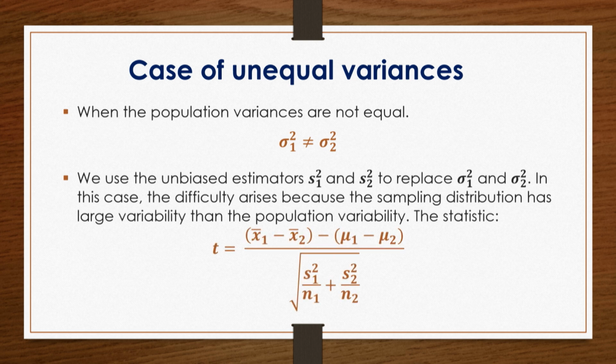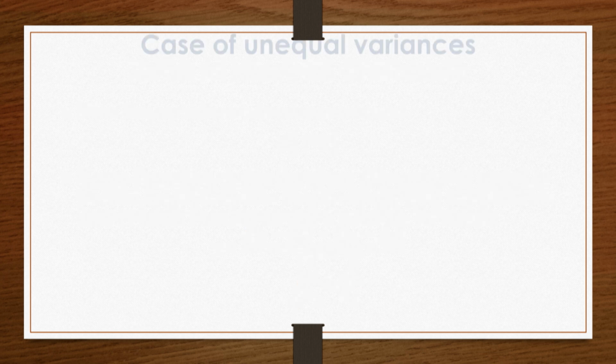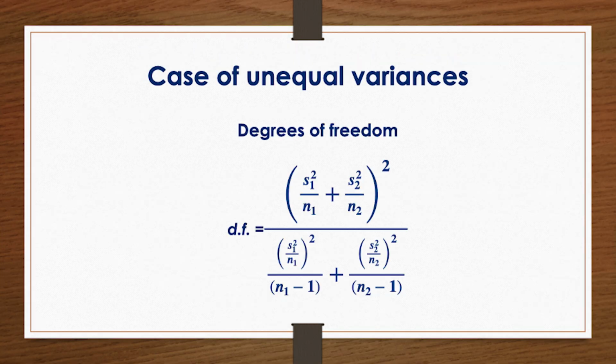Hence, the statistic T is given by x1 bar minus x2 bar minus (mu1 minus mu2), whole divided by square root of S1 square divided by N1 plus S2 square divided by N2. The degrees of freedom for this unequal variance case is given by (S1 square by N1 plus S2 square by N2) the whole square, divided by [(S1 square by N1) the whole square divided by (N1 minus 1) plus (S2 square by N2) the whole square divided by (N2 minus 1)].